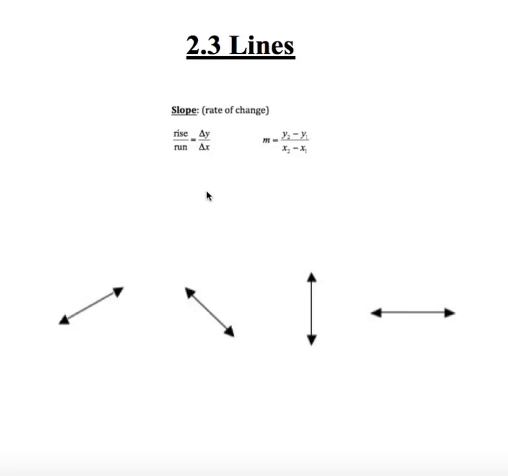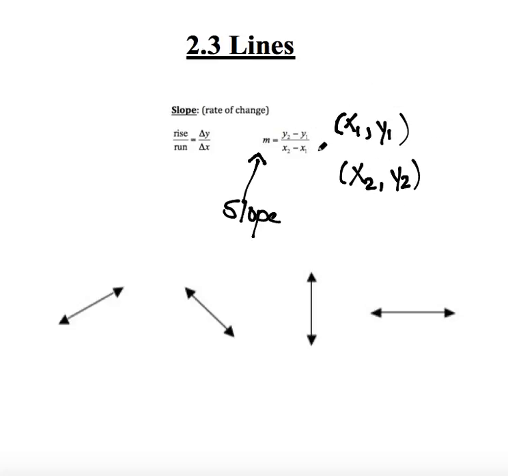The rise is represented by your change in y values, and the run is represented by your change in x values. So that leaves us with the formula m, which stands for slope, is equal to y2 minus y1 divided by x2 minus x1, the difference in the y's divided by the difference in the x's. We're going to be given two ordered pairs. We'll call the first ordered pair x1 comma y1, and the second ordered pair x2 comma y2, so we'll label them as ordered pair 1 and ordered pair 2 to use them in this slope formula.